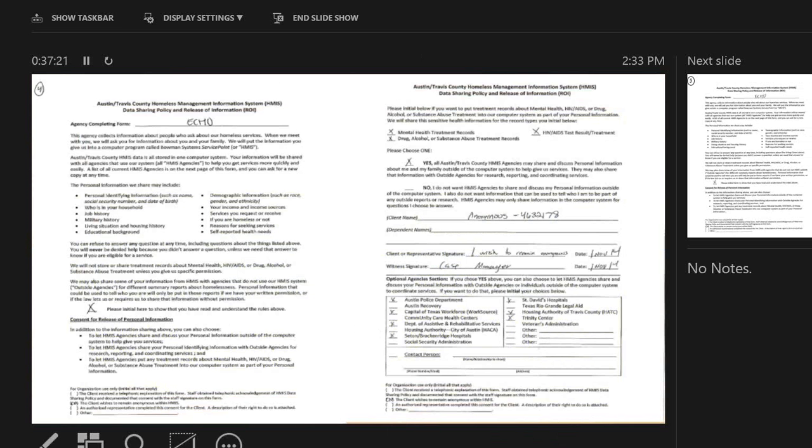The only difference in how we fill out the form is that instead of client name, because this gets uploaded, we will put in the word anonymous and then their client ID. We will initial at the bottom of every single page on this ROI showing that the client chose to remain anonymous within HMIS, and then the actual staff member will sign and date to document that they did receive this information directly from the client.